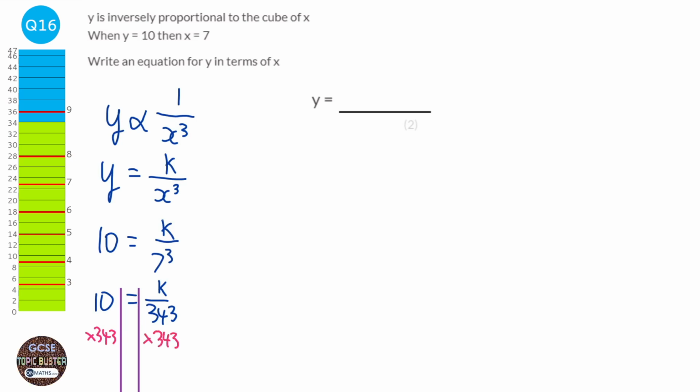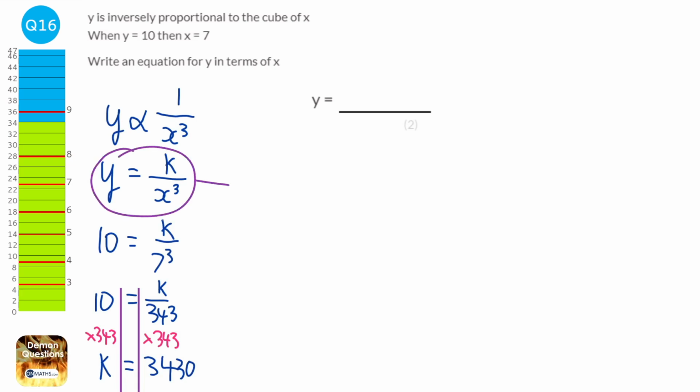And I'm just going to swap them around just to give myself a bit more space. And we're going to have k on the left hand side here. So that would be 3,430. So k is 3,430. So what I'm going to do is just rewrite this equation here. But we know what k is now. So it's y equals 3,430 over x cubed. And that actually is our answer.